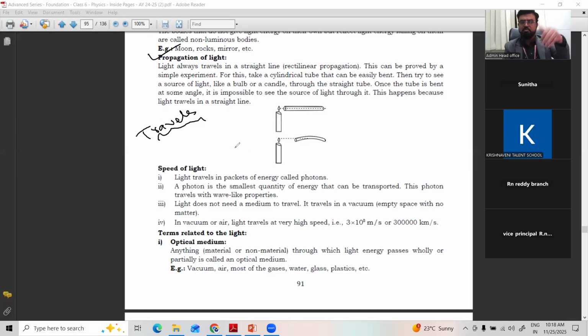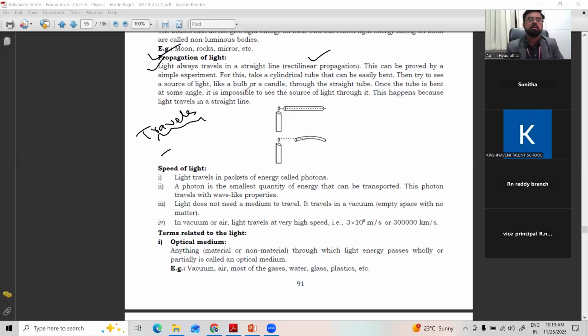So, as given before, light always travels in a straight line. The light always travels in a straight line, called rectilinear propagation of light. Of course, later we will come to a different way. Light always travels in a straight line, which is called rectilinear propagation of light. That is the scientific term for traveling in a straight line. This can be proved by a simple experiment.